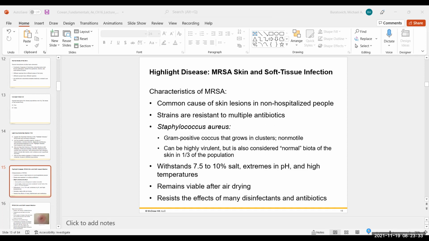You have a slightly elevated lesion with very sharply defined borders. It's reddish, and then you'll get streaks, usually of involved lymphatic tissue. That's called lymphangitis.